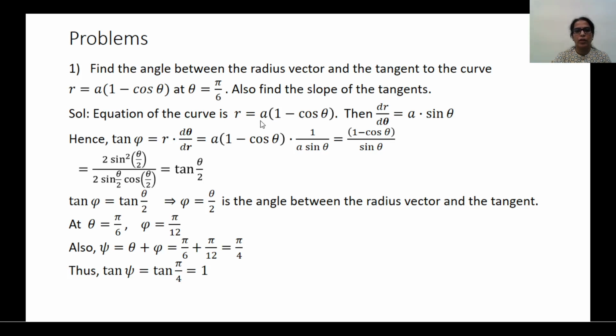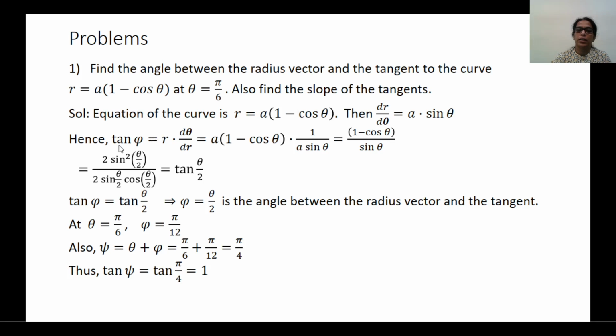First of all, we'll find out the angle between the radius vector and the tangent. We know the formula. What is that? Tan phi equal to r into d theta by dr. So therefore, differentiate this curve equation r equal to a into 1 minus cos theta with respect to theta. So you will get dr by d theta equal to a, it's a constant as it is. Differentiation of 1 is 0. Minus cos theta differentiation is minus sin theta. Minus into minus is plus. Therefore you will be left with a sin theta.